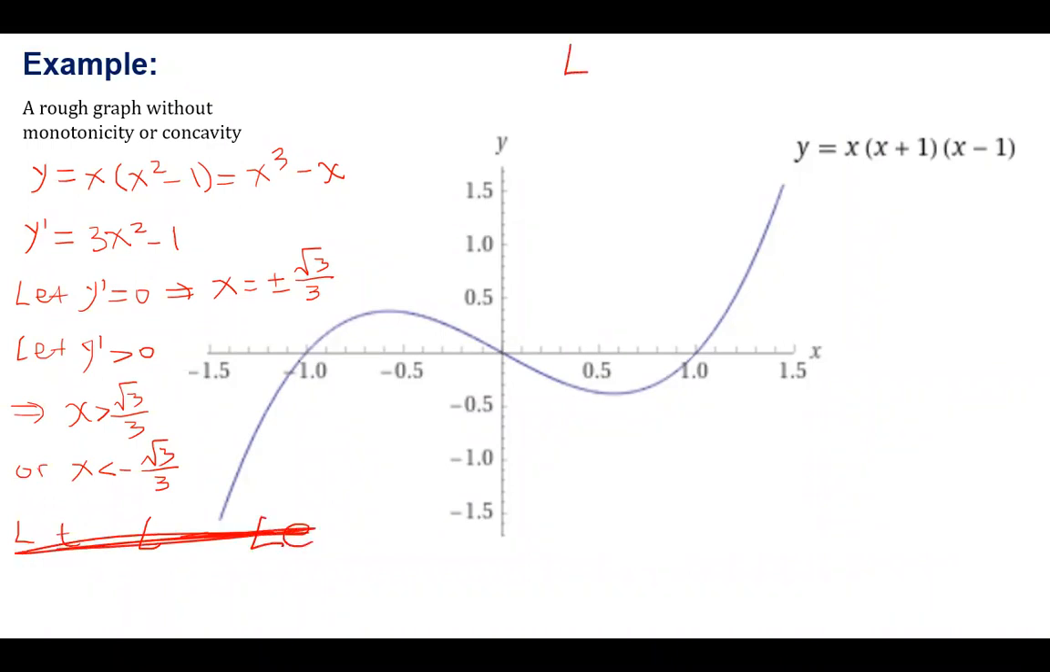I'll write it here then. Let the first derivative be smaller than 0, and this gives us x must be between negative square root of 3 over 3 and square root of 3 over 3, right?